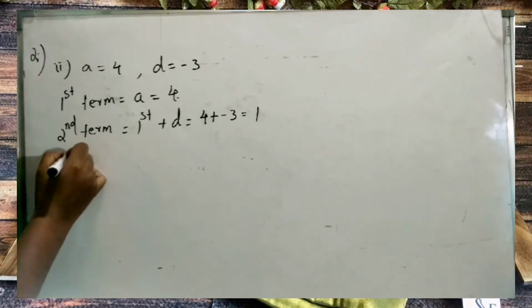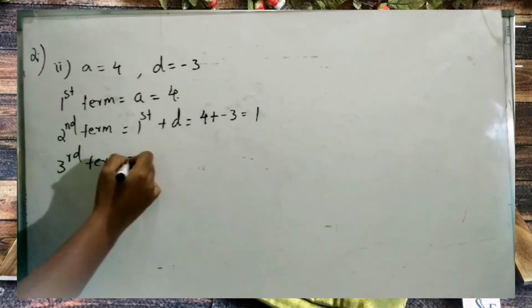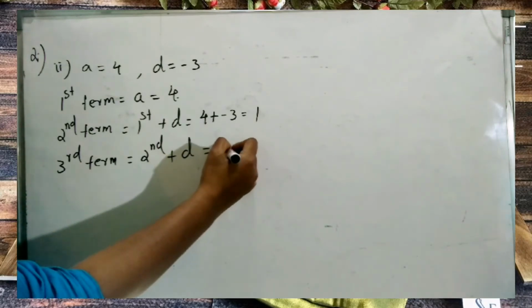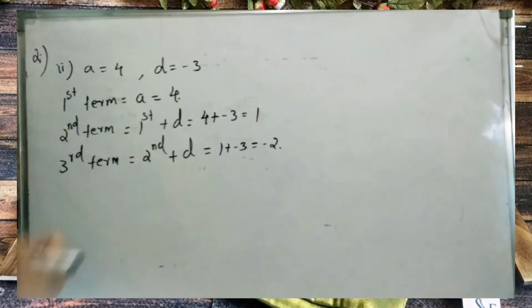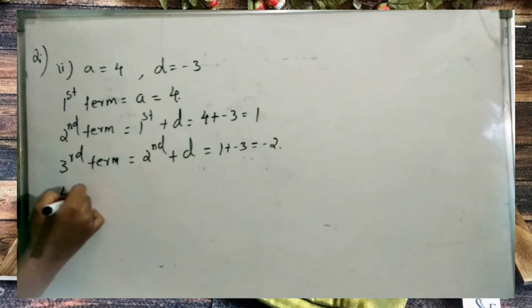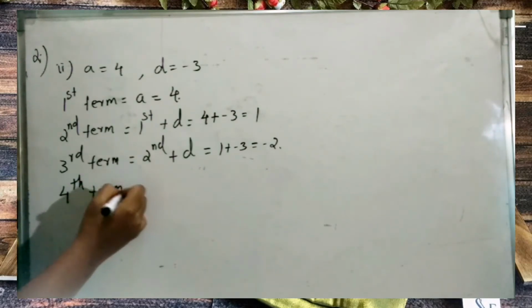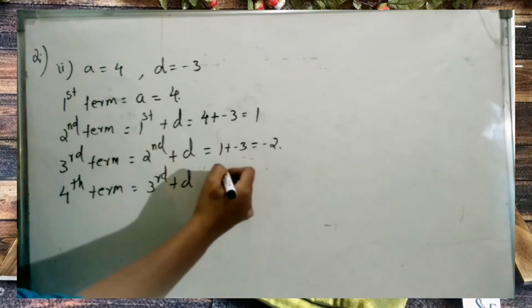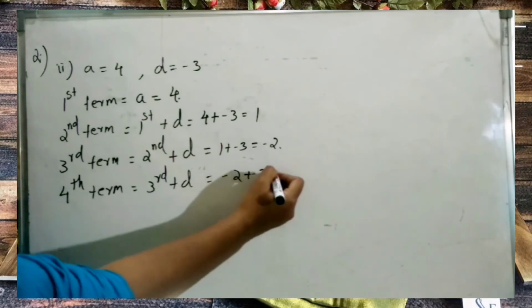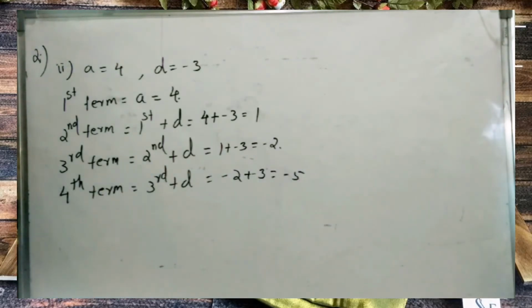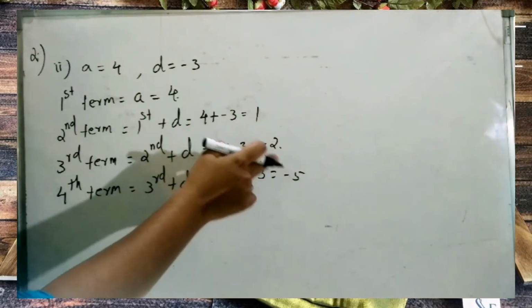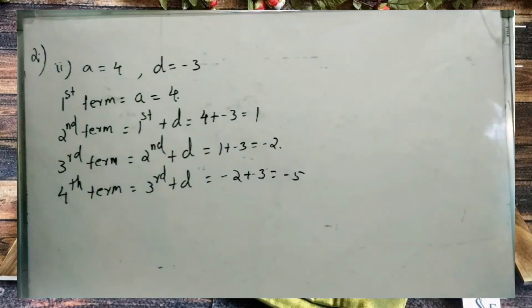Now the third term, that is second term plus D, is equal to 1 plus minus 3, which is equal to minus 2. Now the fourth term is, we know, the third term plus D, which is minus 2 plus minus 3, equal to minus 5. Hence, the four terms of the given AP are 4, 1, minus 2, minus 5. Next one.